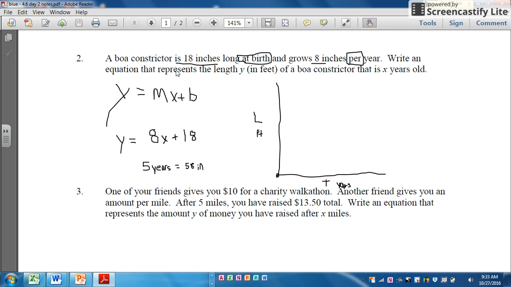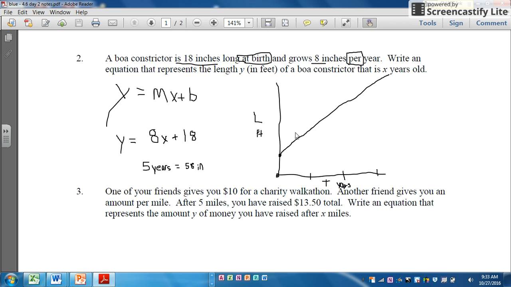Now I know that my y-intercept is 18, so I'm not going to start growing the snake at 0 inches. The snake actually starts when it's born at 18 inches. And then every 1 year, 1, 2, 3 years, it grows 8 inches. So that's going to be a positive slope. So if you were to graph this, it's going to look something like this. Okay? All right, next question.